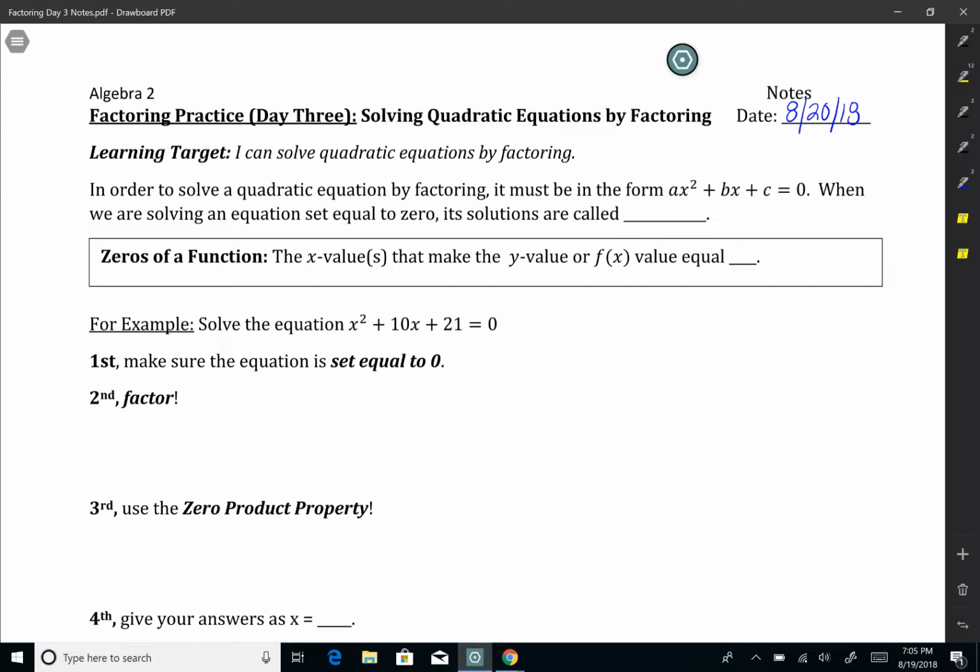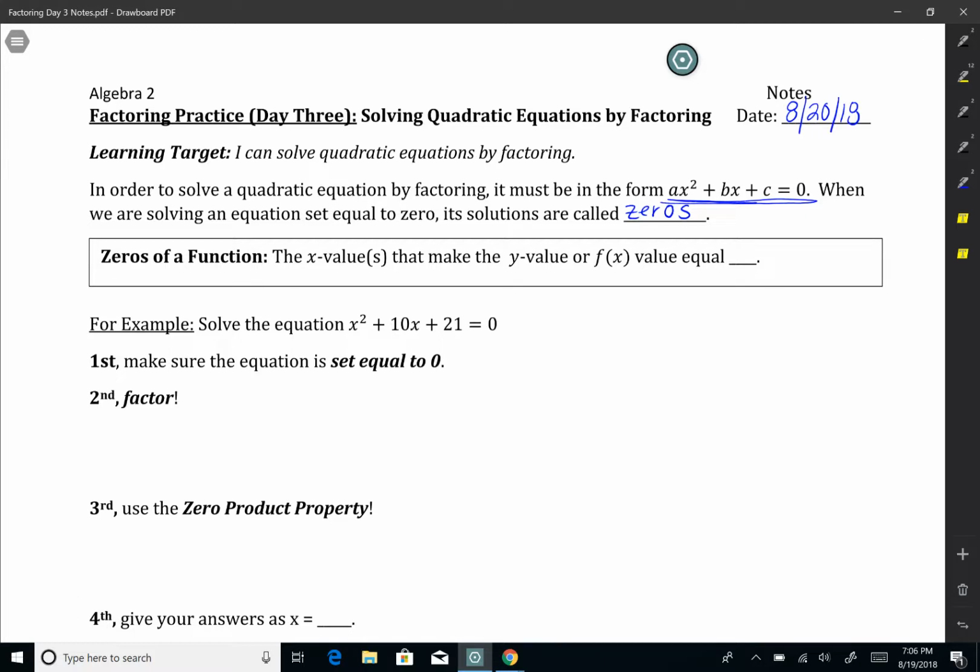First of all, in order to solve a quadratic equation by factoring, it must be in this form: ax squared plus bx plus c equals 0. When we are solving an equation that is set equal to 0, like this one, its solutions are called zeros. And I've put the definition of zeros of a function here in this box.